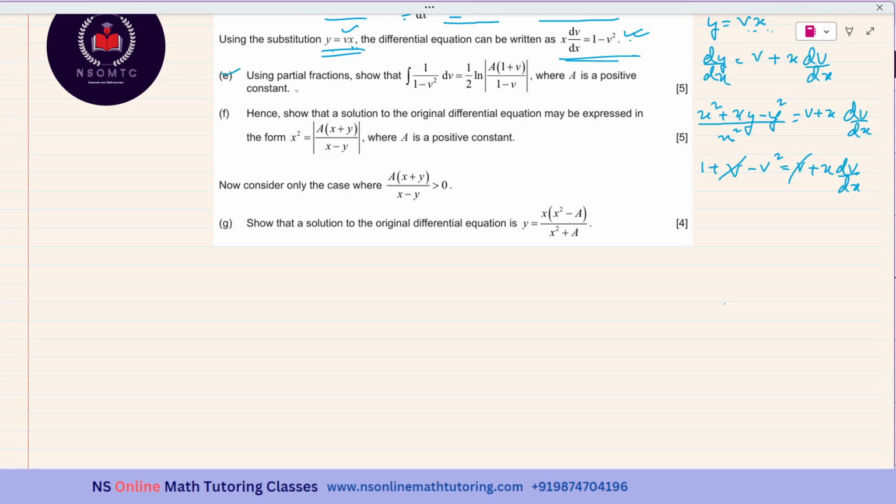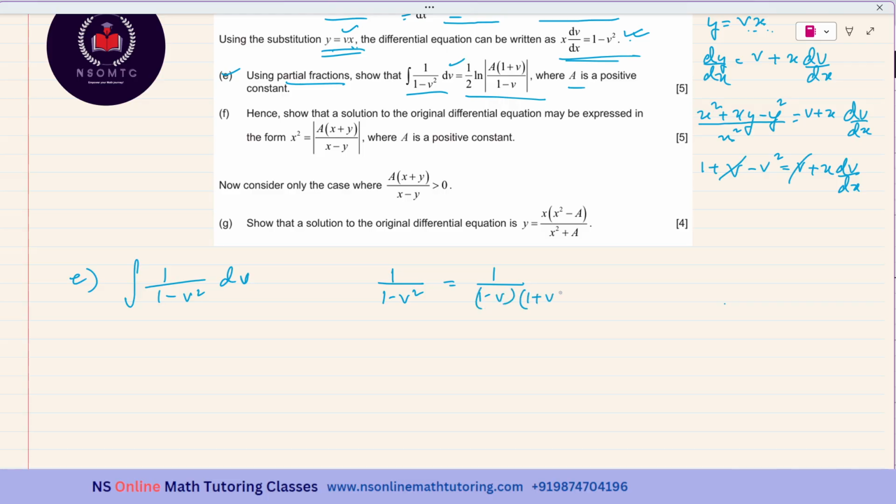Okay, subpart E, using partial fractions, show that the integral of 1 over 1 minus v squared with respect to v is equal to half times ln of the absolute value of a times 1 plus v over 1 minus v, where a is a positive constant. Okay, so 1 over 1 minus v squared dv. This is the question. Now we will be using the partial fractions. So let me just get the partial fraction separately. This is equal to 1 over 1 minus, we have to always factorize the denominator first of all.